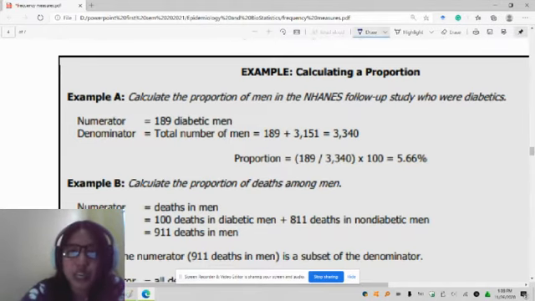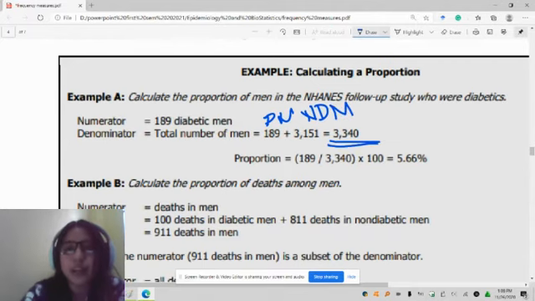So what we need to do is to add the diabetic men and non-diabetic men for a total of 3,340. So 189 all over 3,340 multiplied by 100%, it is 5.66%. Or we also have here another example.